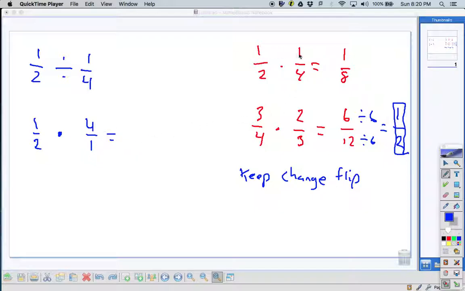So just like we did before, we multiply straight across. So I have 1 times 4 is 4. And 2 times 1 is 2. And this can be reduced. There's a 2 in common, so we'll divide the 2 off. And anytime it's over 1, that's simply the number 2.